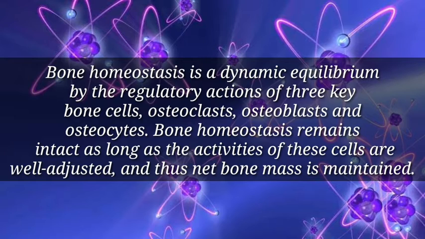Bone homeostasis is a dynamic equilibrium with the regulatory actions of three key bone cells: osteoclasts, osteoblasts, and osteocytes. Bone homeostasis remains intact as long as the activities of the three cells are well adjusted and the net bone mass is maintained.